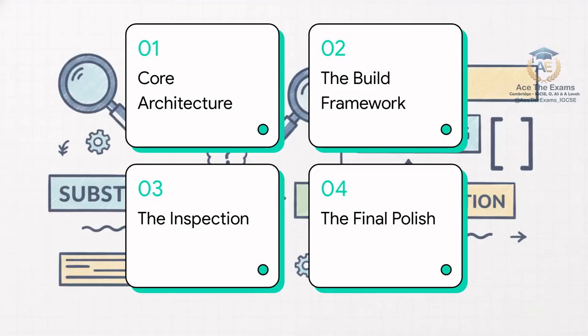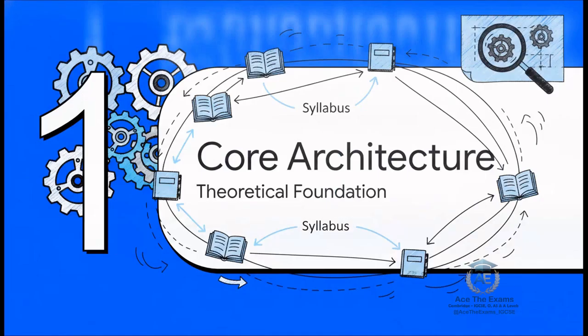So to get you consistently hitting that top tier, we are going to follow a very strict blueprint today. First up, we'll cover the core architecture. Second, we'll look at the build framework. Third, we'll run through the inspection. And finally, we'll finish with the final polish. Let's get building. Phase 1.